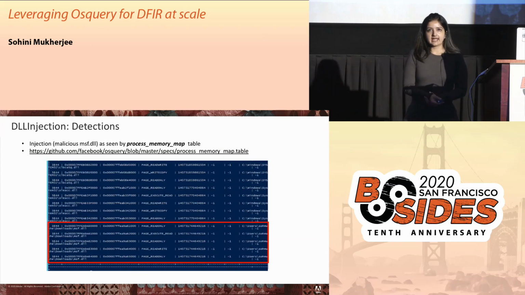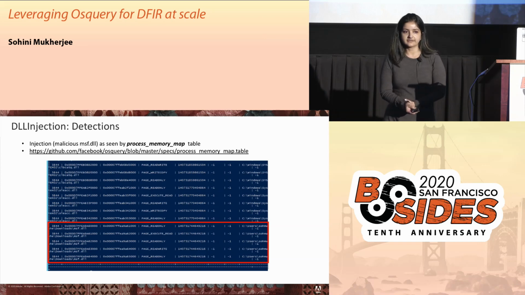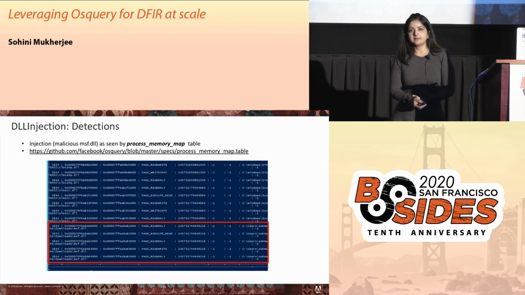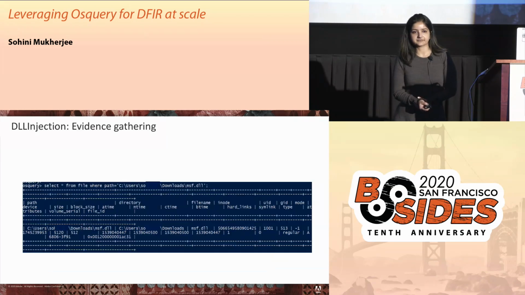Now that we got a hang of how the compromise might have taken place, let's see if we can drill down further on that particular process. Drilling down on process ID 3844, which was of calc.exe, we can list the DLLs being loaded by this particular process. And sure enough, we see the malicious DLL, msf.dll, being loaded from the downloads folder. Another red flag right away.